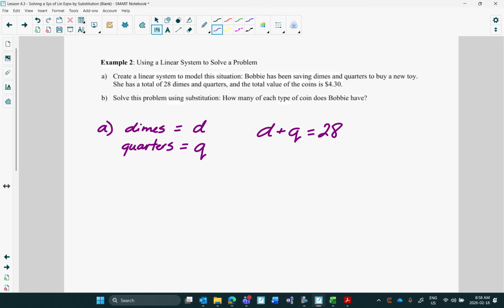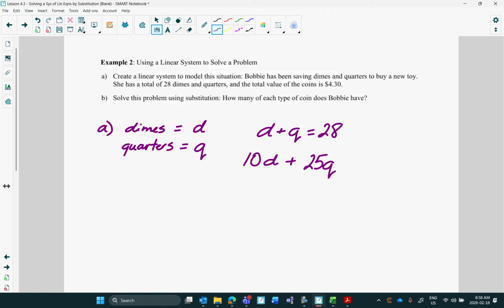The total value of the coins is $4.30. How much is a dime worth? 10 cents. How much is a quarter worth? So the total value of the dimes in cents would be 10D, right? The total value of the quarters would be 25Y, or I call it Q. And when I add those together, I get the total value of both of them in cents.